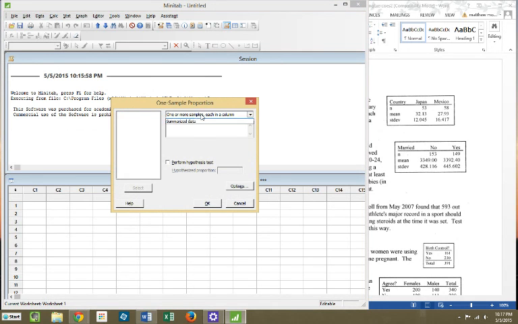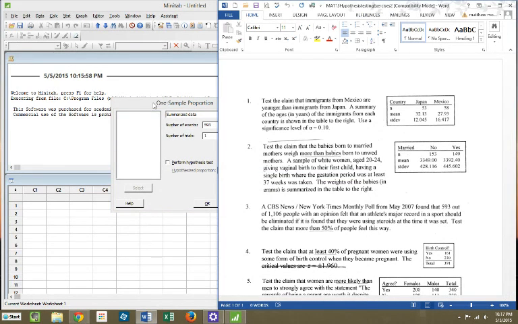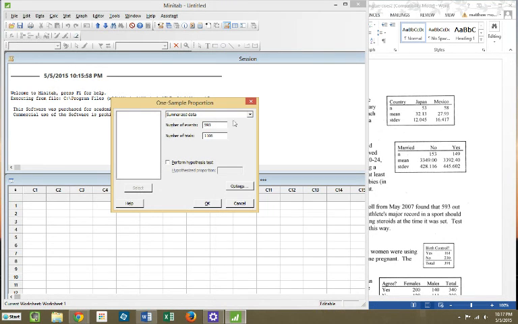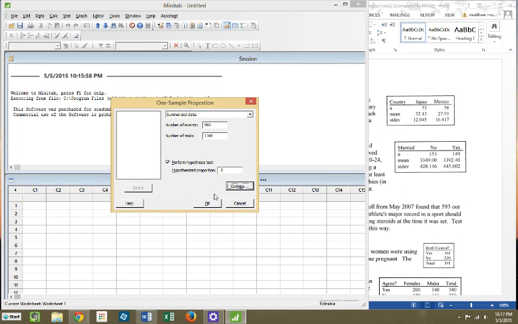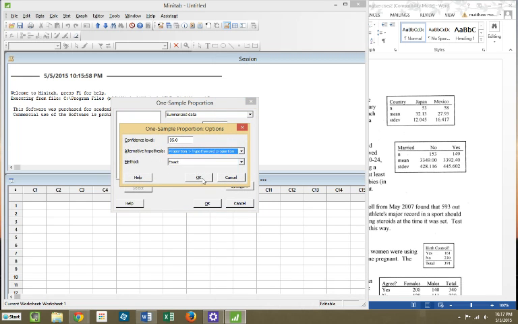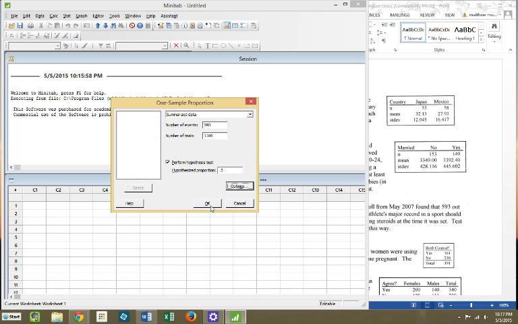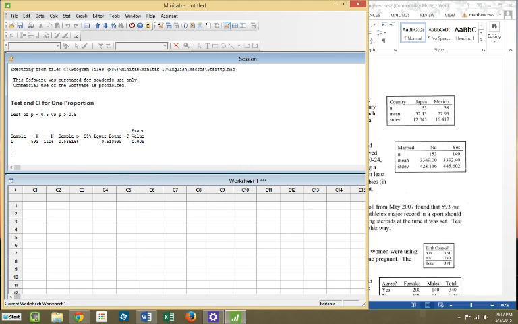Now, in that one proportion, we're going to say summarized data, and our number of events would be 593 out of 1,106. Now, we're going to perform a hypothesis test, and that was 50%, so that's 0.5. The thing we need to remember is, of course, to change our options. In this case, it says more than 50%, so we want to say options greater than.